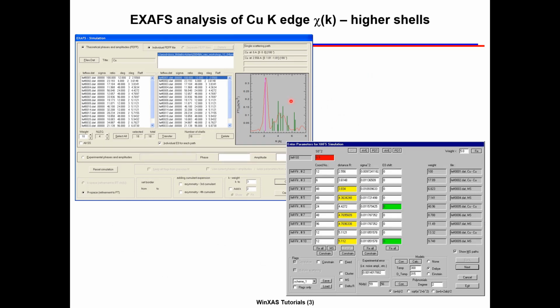EXAFS refinements to higher shells in the Fourier transform chi of k clearly required including both single scattering and multiple scattering paths to obtain a good agreement between theoretical and experimental EXAFS function. The large number of paths required carefully correlating certain parameters to reduce the number of free parameters in the refinement. Therefore, we already used several of the available options, and more will be used and explained in this tutorial.